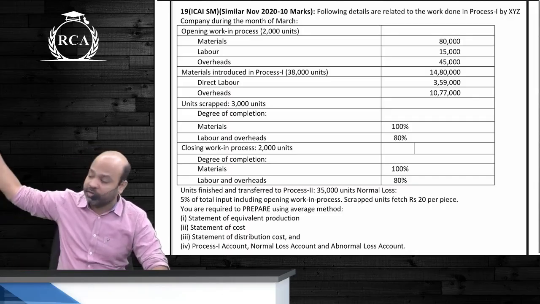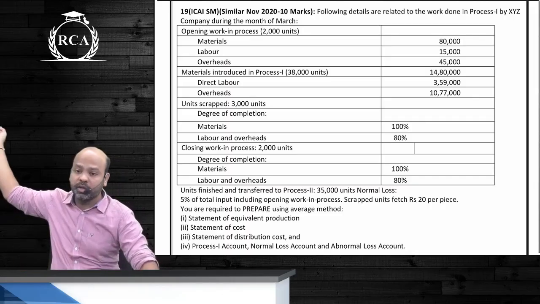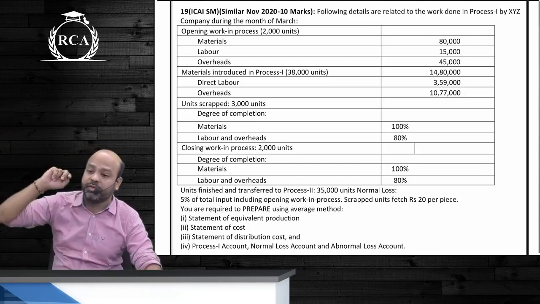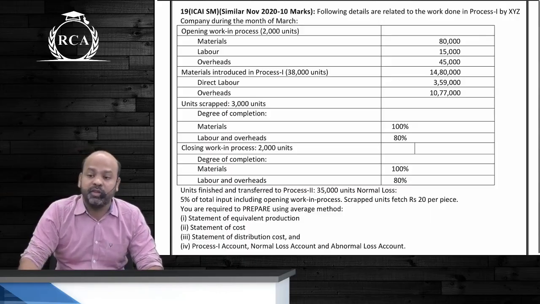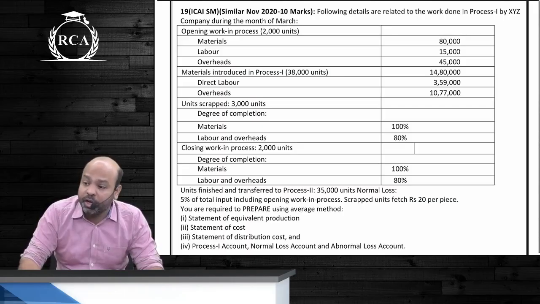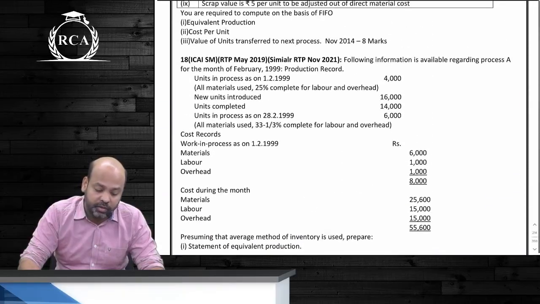जैसे यहाँ पे did he give us cost bifurcation of opening work in progress? 80,000 for material, 15,000 for labor, 45,000 for overheads. Only if this is given, we can compute weighted average cost per unit. If cost bifurcation is not given, we cannot use weighted average method. If degree of completion is not given, we cannot use FIFO method. If both of them are given, guys, we can use any method. That was question number 18.